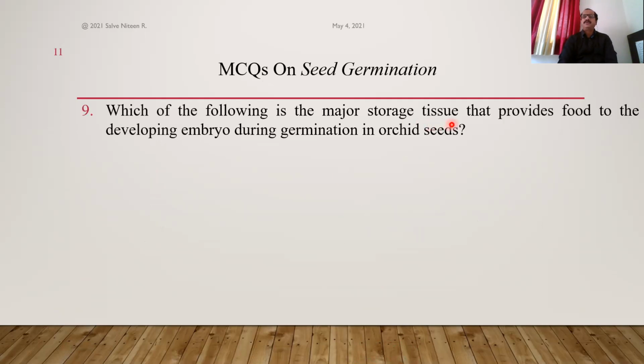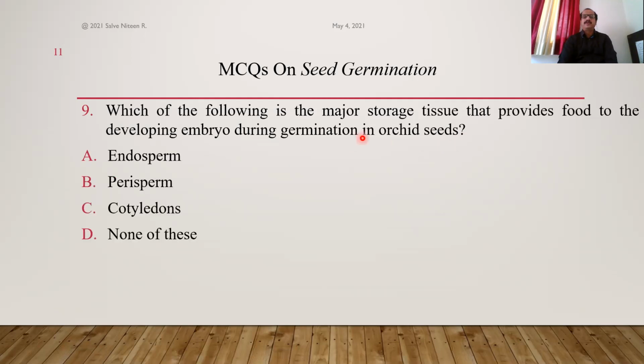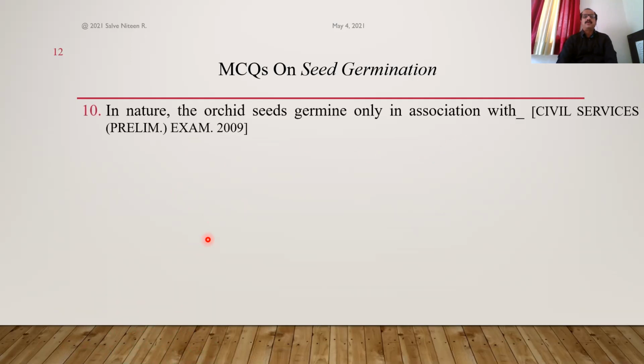Which of the following is the major storage tissue that provides food to the developing embryo during germination in orchid seeds, monocot seeds? Whether the storage tissue is endosperm or perisperm or cotyledon or what, orchid seeds are examples of monocot seeds which are ex-albuminous. But here none of these is the answer, because the seeds are very small and there is no endosperm and no cotyledon. So D is the answer. And you can see here that in nature, orchid seeds germinate. The word should be germinate here. Orchid seeds germinate only in association with.